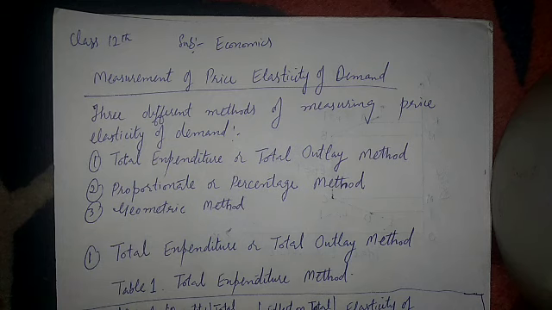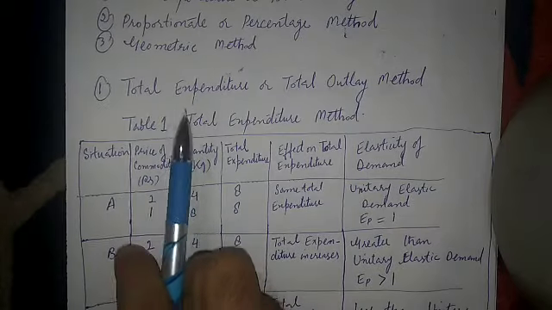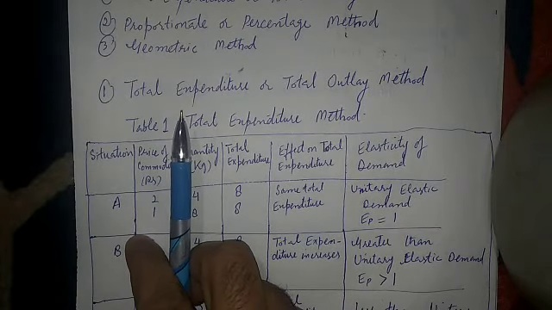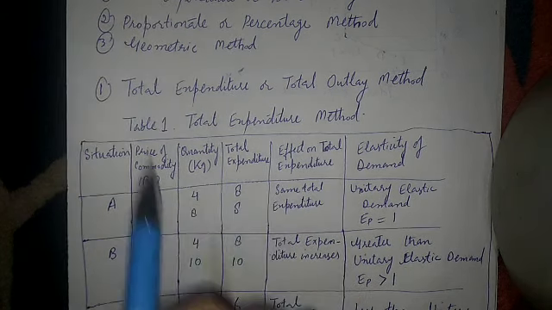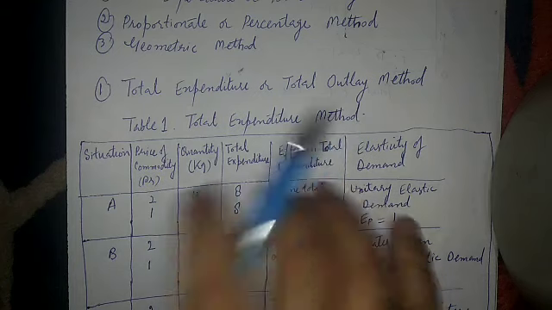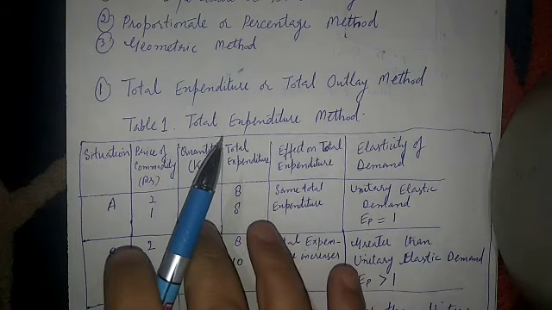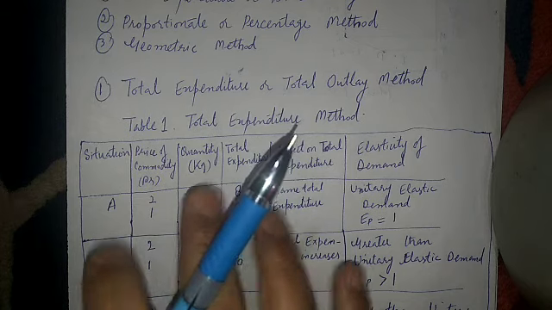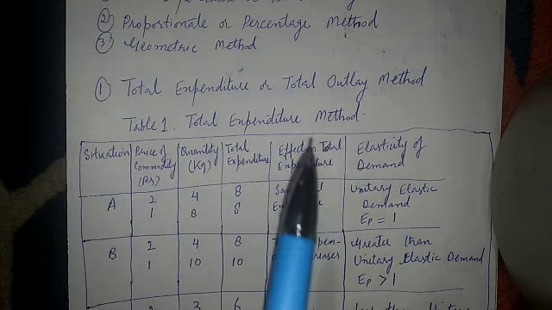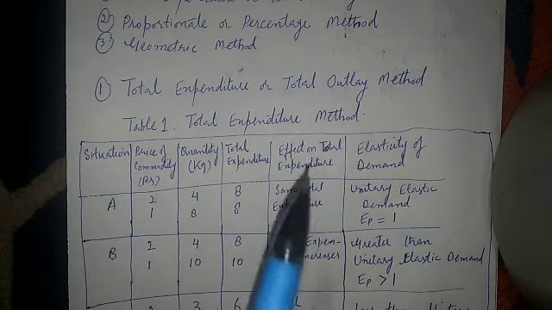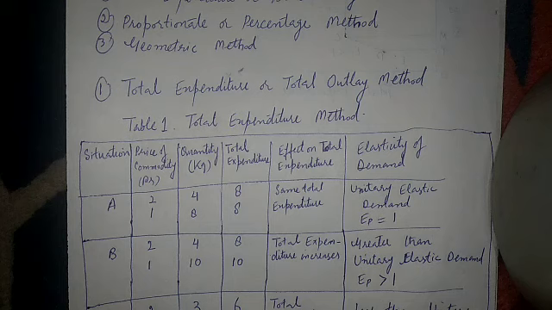We will discuss the first method here, the total expenditure or total outlay method. The total expenditure method to measure the elastic demand is given by Marshall. According to this method, one finds out how much and in what direction total expenditure changes as a result of a change in the price of a commodity. We can consider three possible situations.